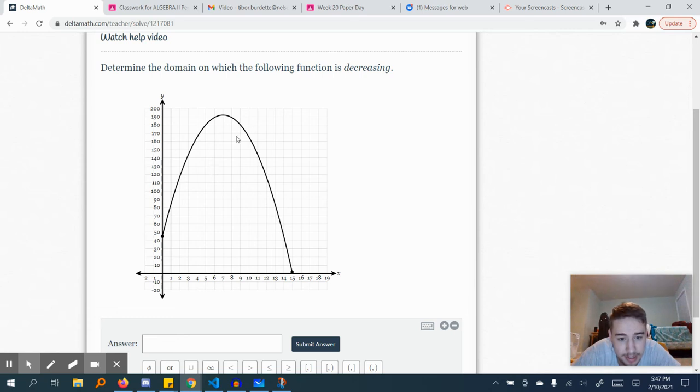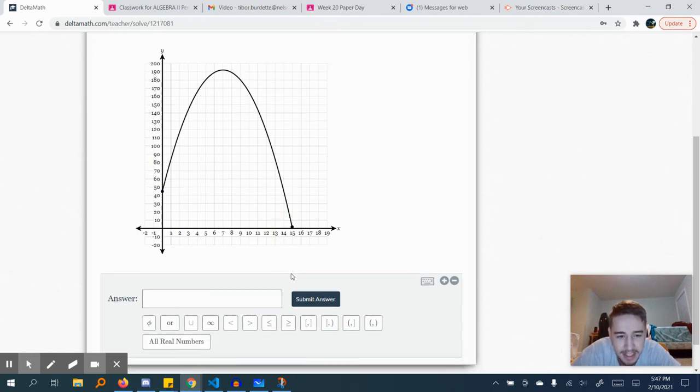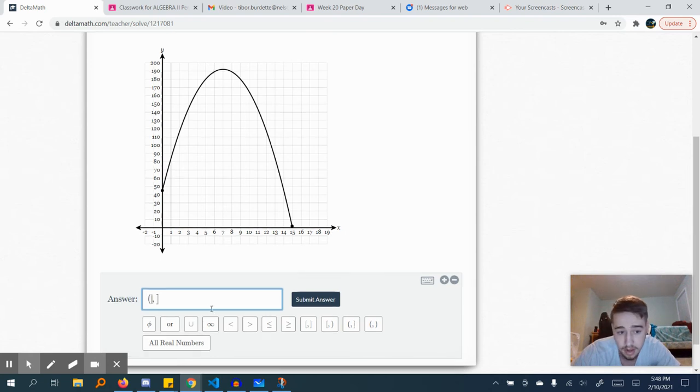Where is it decreasing? Where is the hill? Boom, here's the hill. It starts at x is 7, and it decreases all the way until the end of the function, which ends at 15. So we're going to do an interval from 7 to 15. But remember, we need to use a parentheses because at the top of the hill, it's not really going downhill yet.